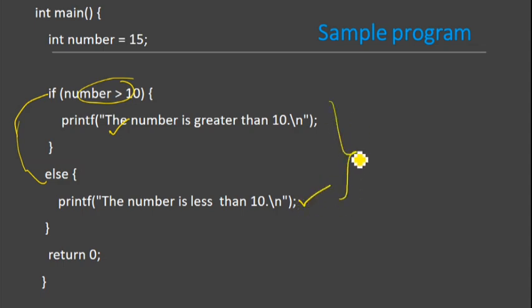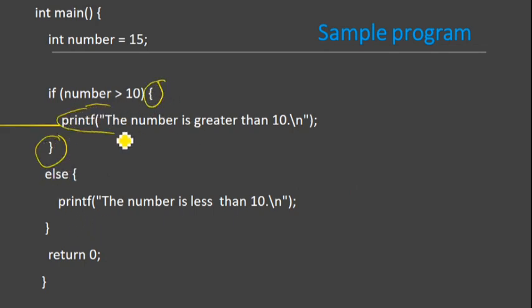At a time only one statement, either the true block or the false block, will be executed, but both will not be executed at a time. These are the curly braces. Only within the true block, if only one statement is there, then these curly braces are optional.